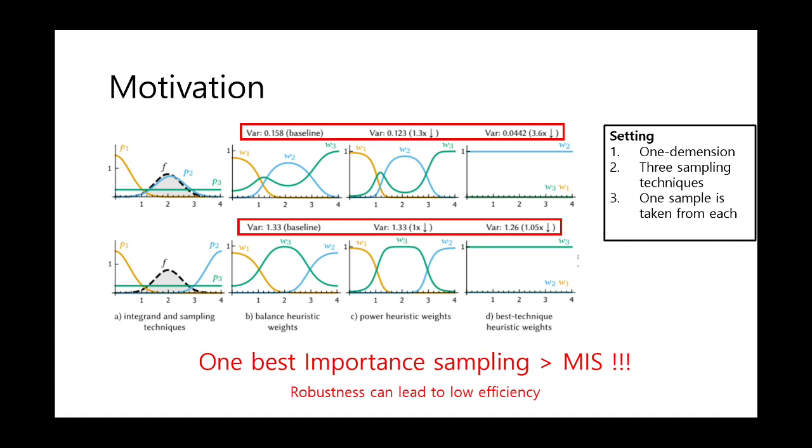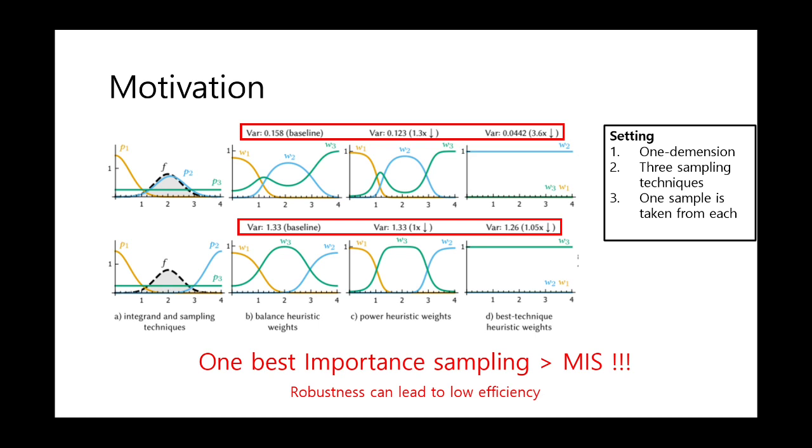First, they pointed out an inherent problem of balance and power heuristics. In the graph, the x-axis presents the domain of the sample and the y-axis presents the value of the PDF or weighting function. They set a one-dimensional integrand function f, and they used three sampling techniques p1, p2, and p3, and one sample is taken from each.